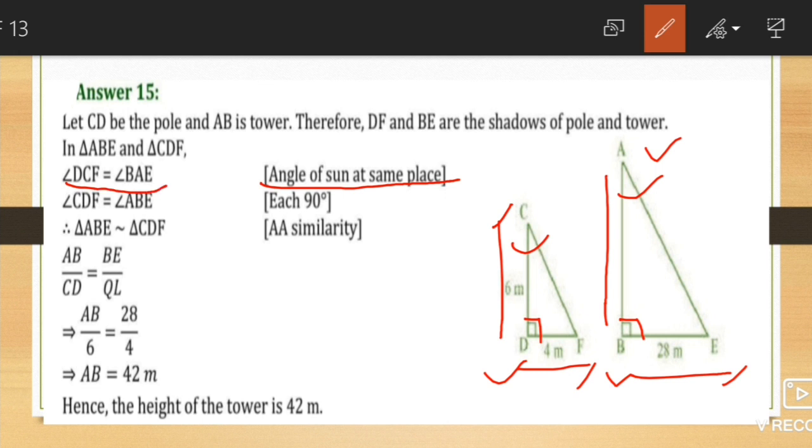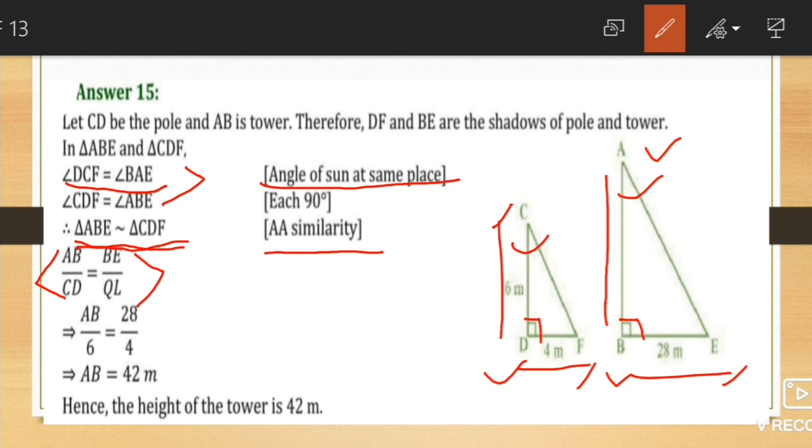So since two corresponding angles are equal, you can say that by AAA similarity, triangle BAE is similar to triangle CDF. Now since triangle ABE is similar to triangle CDF, the ratio of corresponding sides will also be equal. That's why I can write AB by CD is equal to BE by DF.